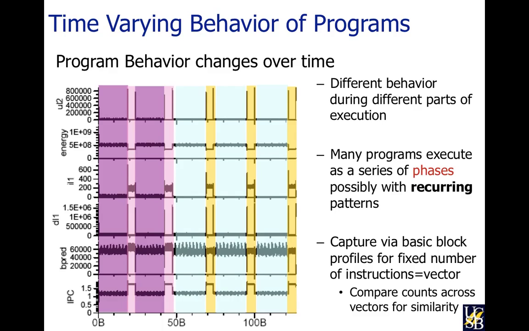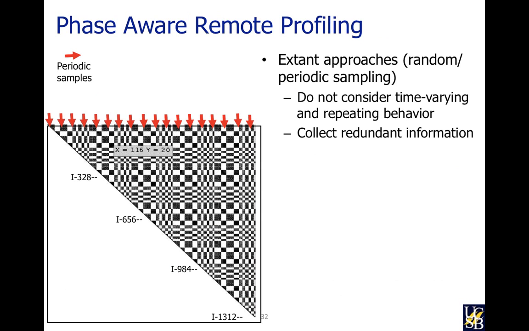Actually, one of our professors, Tim Sherwood, as part of his PhD thesis, showed that you can capture these phases both in hardware and in software by just looking at basic block profiles and comparing them for similarity over time. However, you can capture the same behavior by sampling the hardware performance counters. So some of the work that we did said, well, if there's only a small number of phases in our programs, we don't want to just sample everything.